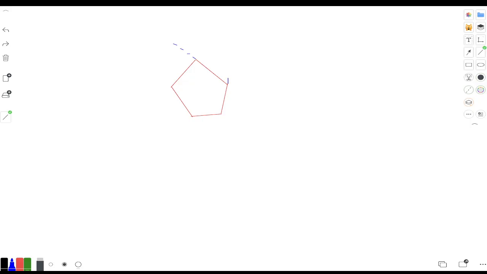Let me just draw some dotted lines here. Remember, our external angles are angles that are supplementary to our internal angles. Okay? And let's make a note of that over here. External angles are supplementary, which means that they're going to add together to be 180 degrees. Okay? So whatever these two angles are, they're going to equal 180, so on and so forth.